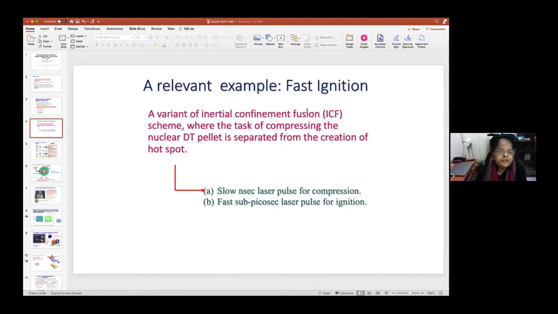It's a variant of the inertial confinement fusion scheme, where in the ICF scheme, you compress the target using lasers, and the objective is that you also create an ignition spark. You make the compressed target hot at a certain location from where the burn wave can start, where it can fuse. In the fast ignition scheme, one adopts two laser pulses. First is the slow nanosecond laser pulse, which is utilized for compression. And then a fast sub-picosecond laser pulse is sent for igniting the target.